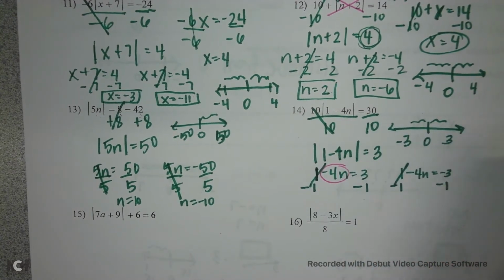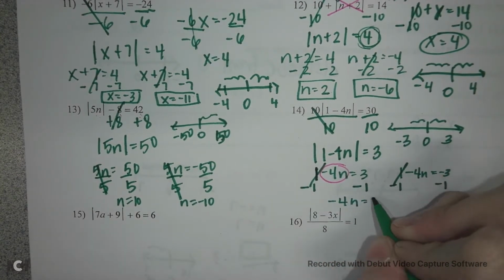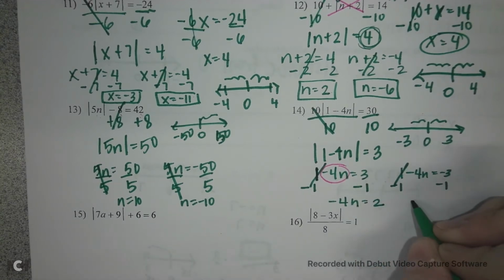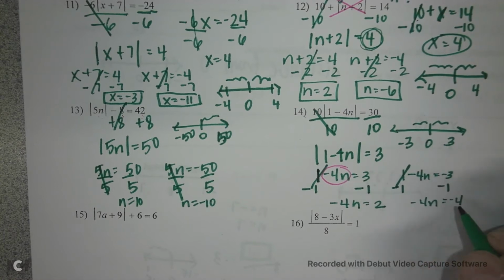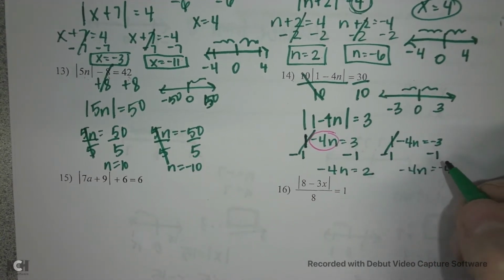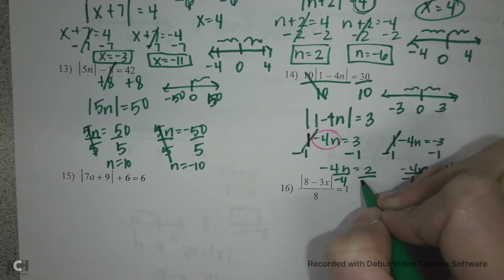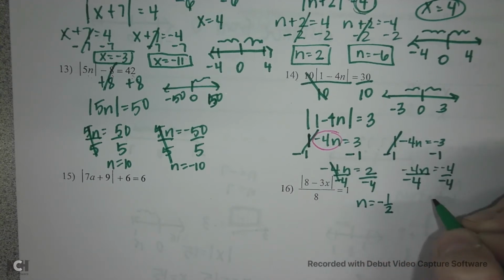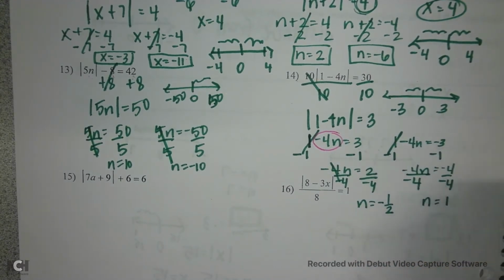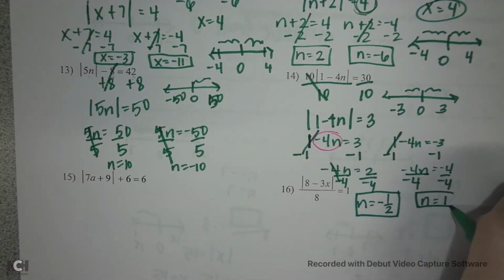So the process for each of these is going to be the same, but you might not get the same answer, so be very careful. So I have negative 4n equals 2, and I have negative 4n equals negative 4. Our last step is to get the variable by itself by doing the opposite of multiply, so we're going to divide each side by negative 4. Okay, and then n equals negative 1/2 for the first one, and n equals 1 for the second one. Again, these are very different answers, so you have to be really careful about them.